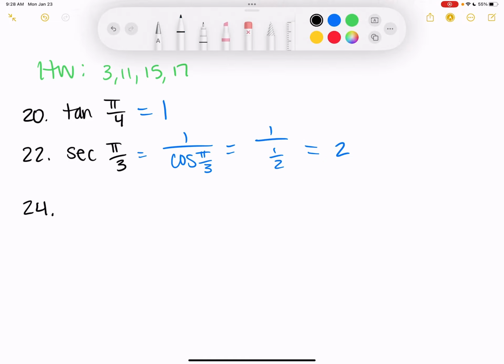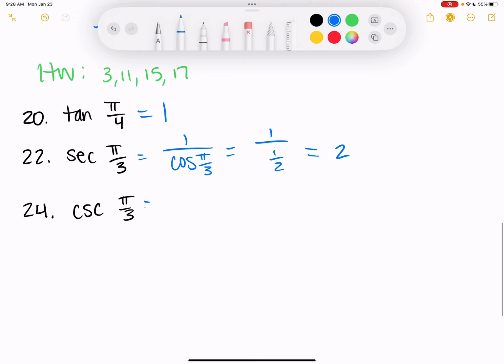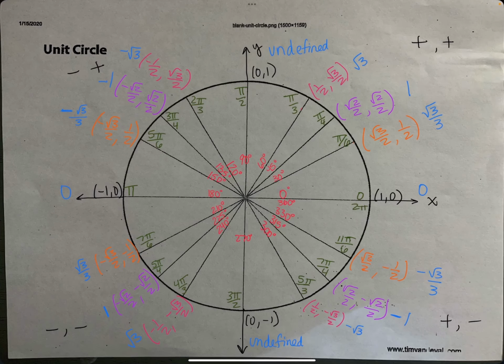Number 24, cosecant of pi over 3. So is cosecant directly written on our unit circle? No. But what trig function relates to it? Sine. So it'll be the same thing, 1 over the sine of pi over 3. Sine of pi over 3 was what? Square root of 3 over 2.